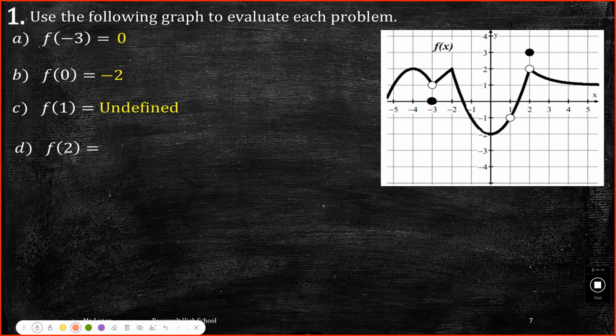Leonardo, f of 2. Don't get limits confused with pre-calculus. Limits is like you get in a car, but f of 2 is just boom. Is it there or is it not there? So what's f of 2? 3 is correct.